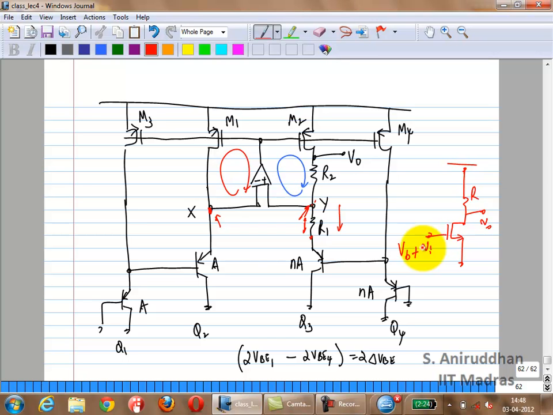No, this VT is not kT by q. This is the threshold voltage of the MOSFET, right? That is not kT by q. Usually this is represented as VT. A lot of people use a small t. Some people use VTH for the MOSFET. Actually, what is VT as a function of temperature? Will it increase or decrease?